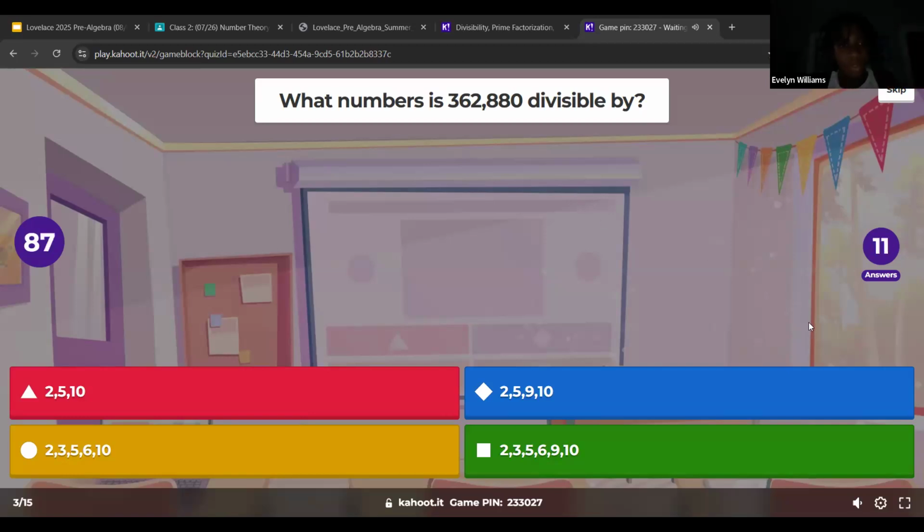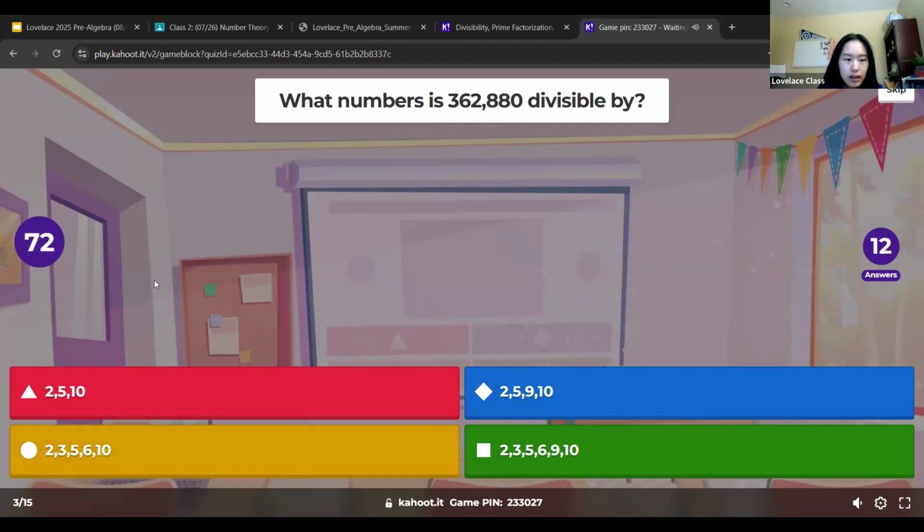Excuse me. For my answer, I'm pretty sure it's divisible by all single digit numbers, but that's not an option. So which one would I put? What'd you say? For my answer, I accidentally hit the wrong number. Okay. It's okay if you accidentally answered something wrong.